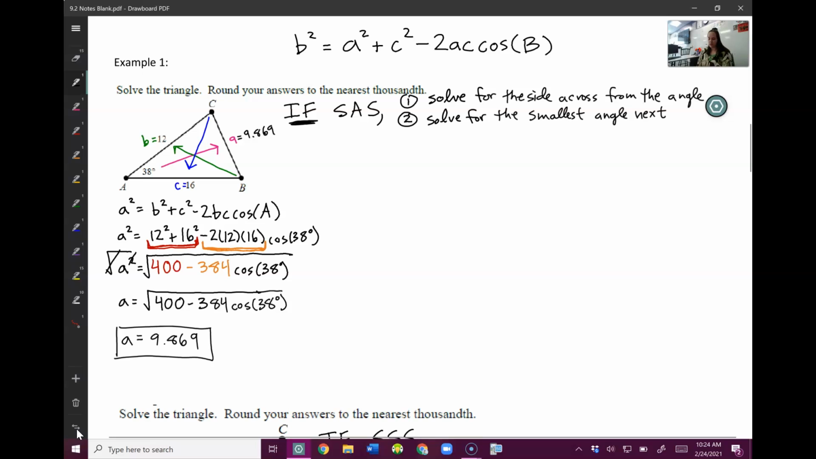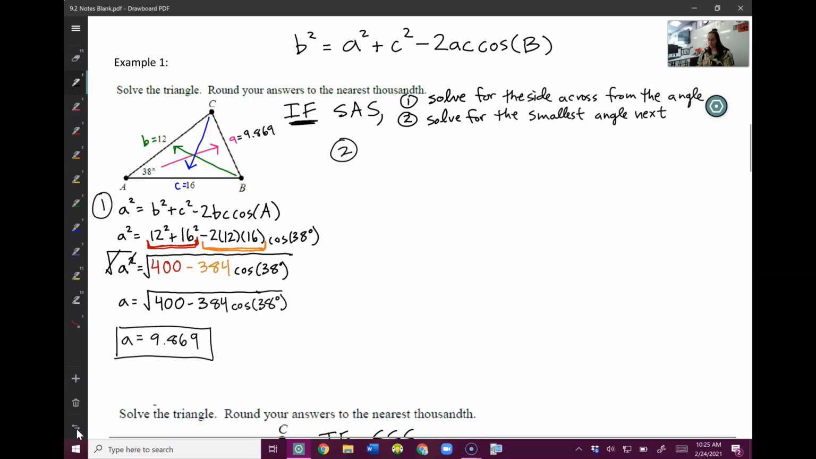Awesome. Step 1, solve for the side across from the angle. Check. Now, let's talk about step 2. Because if you look at this triangle, don't I now have a complete pair? I have big A and I have little a. And if I have a complete pair, that means I can use the law of sines. So instead of doing this big gross law of cosines again, let's just do what we learned last time, the law of sines.